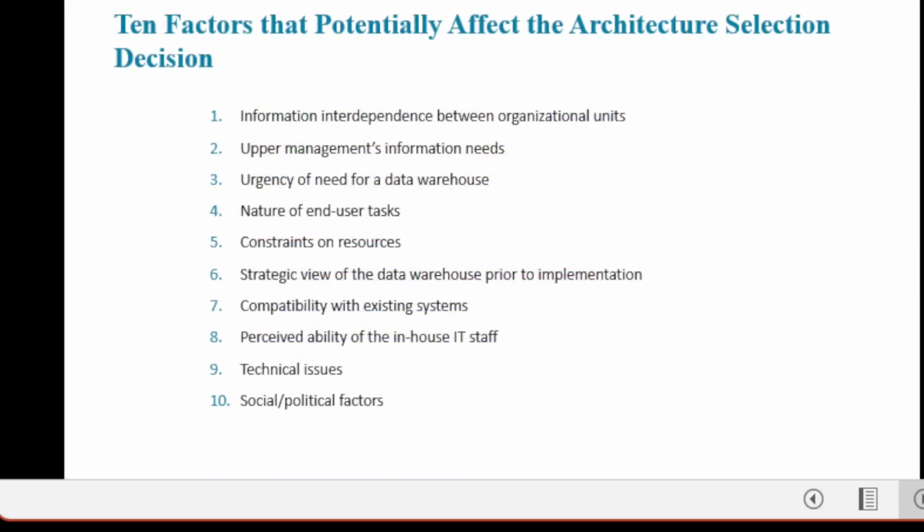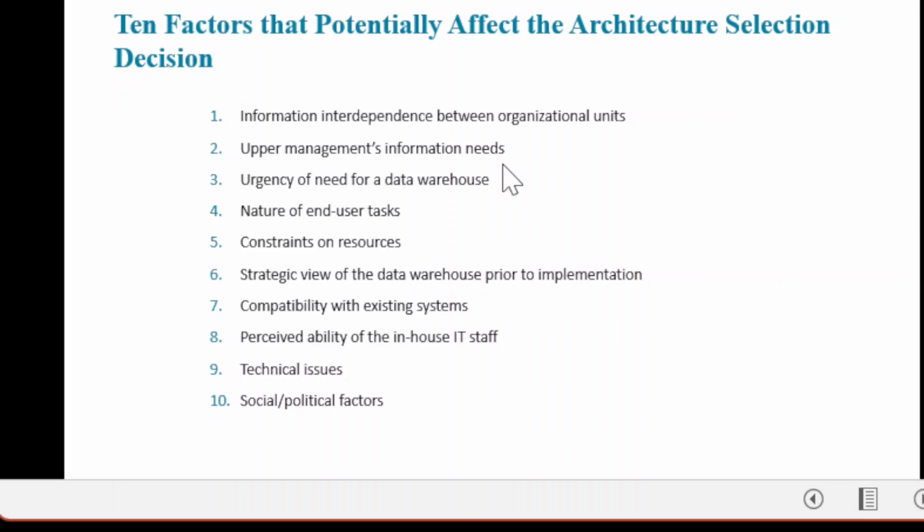So, 10 factors that can potentially affect the architecture selection process. The 10 things that you need to look into when you want to identify what type of architecture you want to use for your data warehouse. If you look into information interdependence between organizational units, whether you need to have data marts or you don't have data marts, whether there is interdependent information between the organizational units, and also rely on your upper management's information needs.